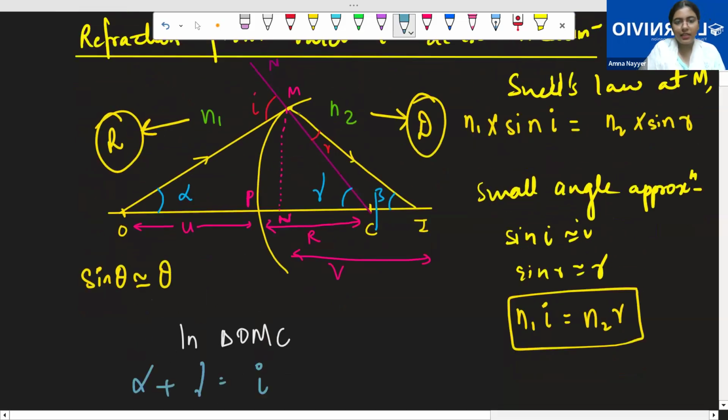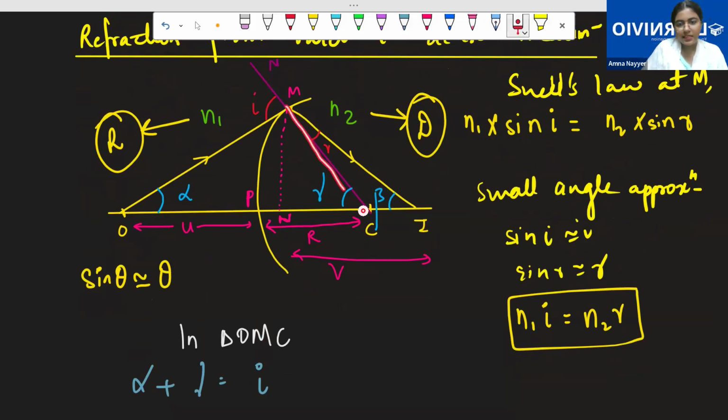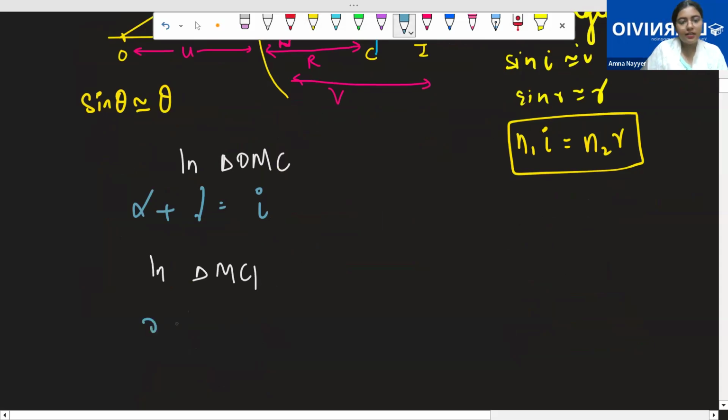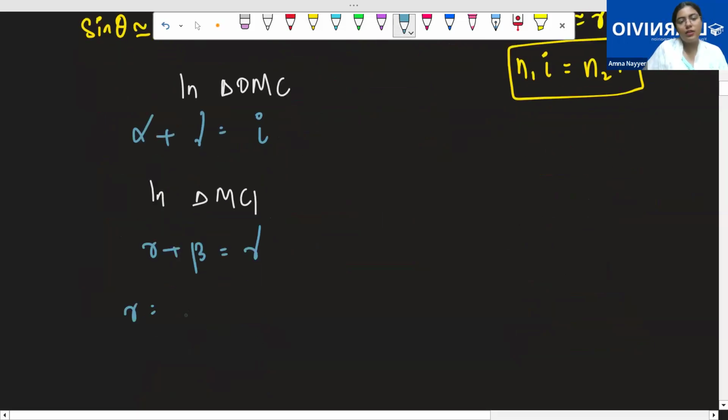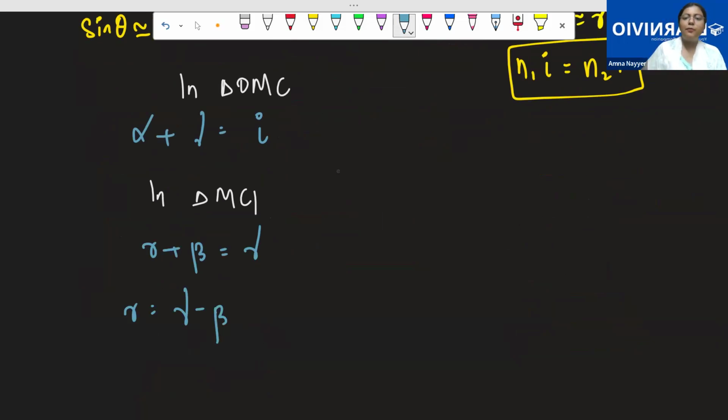Now see in this, M, C, I. Can you see this triangle, the smaller one? Can you notice there is an exterior angle too, gamma, which is equal to R plus beta. Correct. So we can say R plus beta is equal to gamma. So from here I can say R is equal to gamma minus beta.